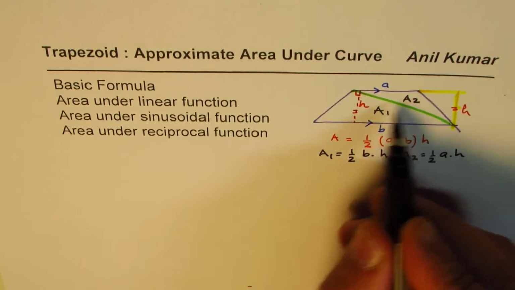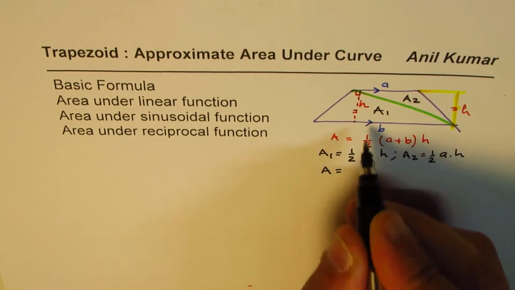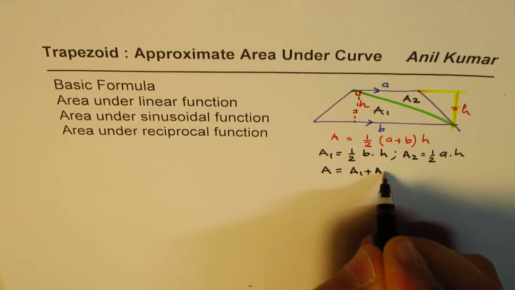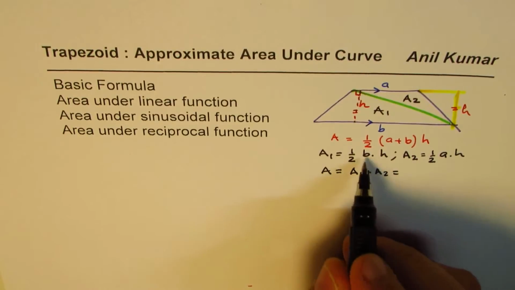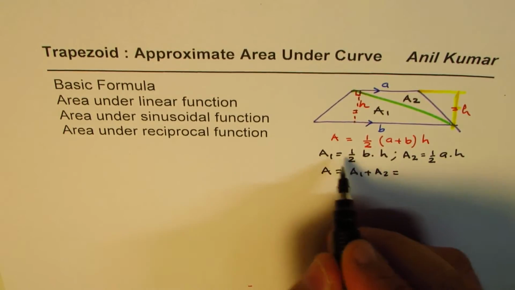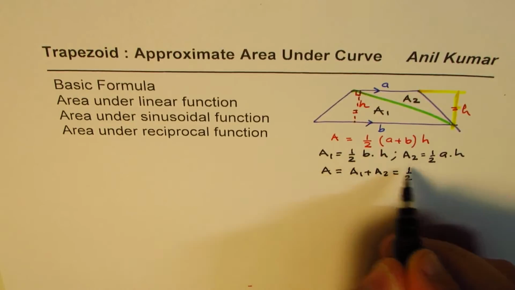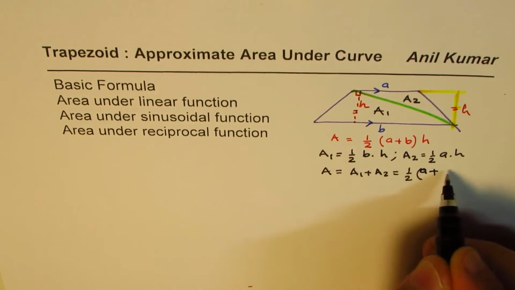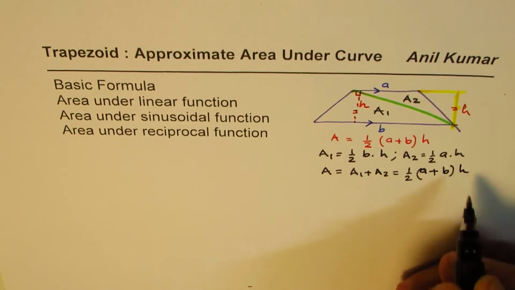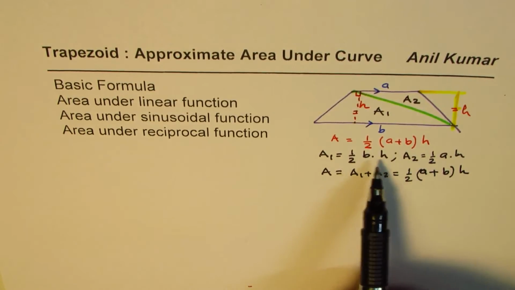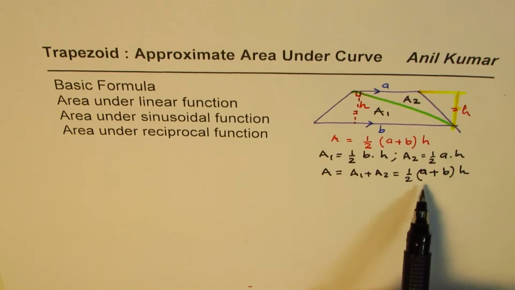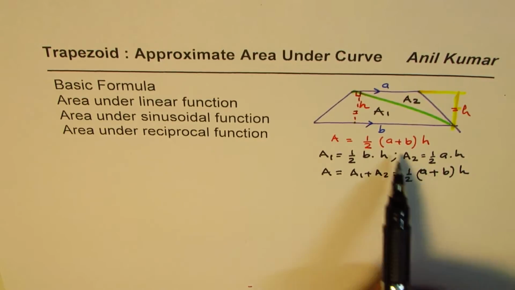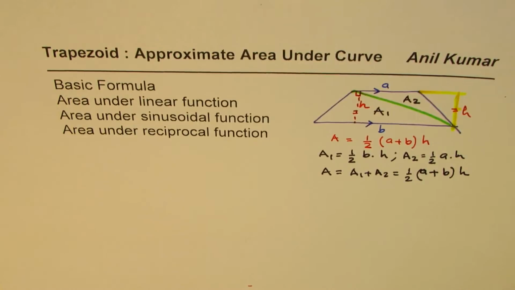So the total area is a combination of these two. So we say area of trapezoid is A1 plus A2. So if you add these up, these are the same things, right? So we can take half H common, and we are left with A plus B, and this is height H. Do you see that? So BH, AH, I took H common and wrote A plus B, right? So that is the formula, so easy to derive. So that's the area of trapezoid.